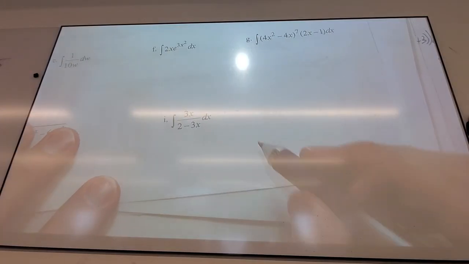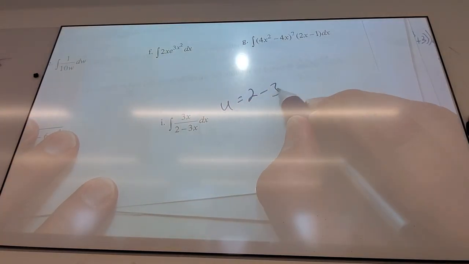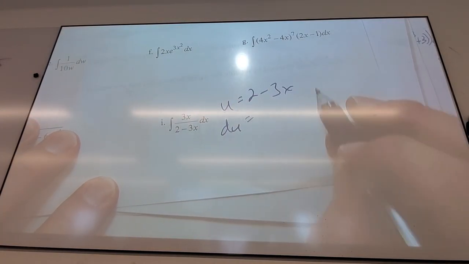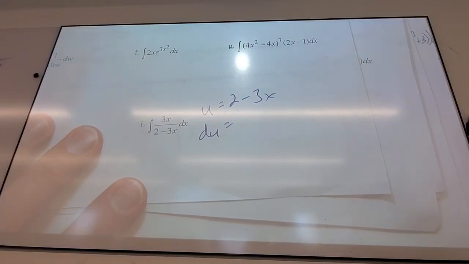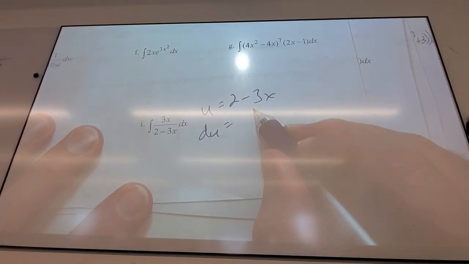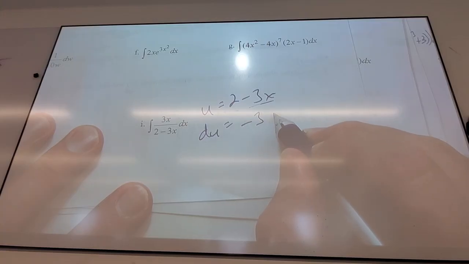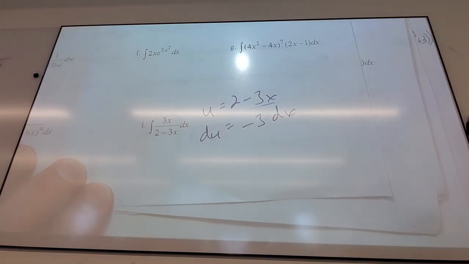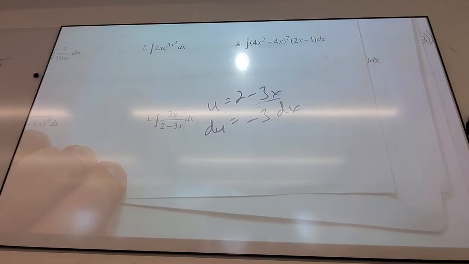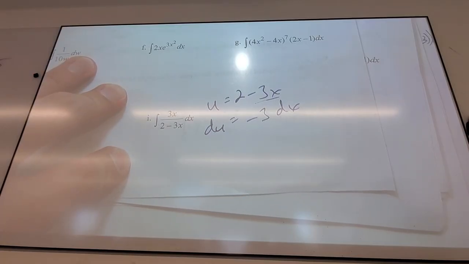But let's try this out. If I let u equal 2 minus 3x, what's du? Negative 3 dx. Are we missing a variable? What do you mean? Like the 3x. Oh no, or we can just add a negative.